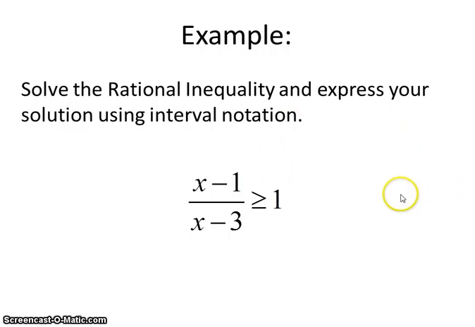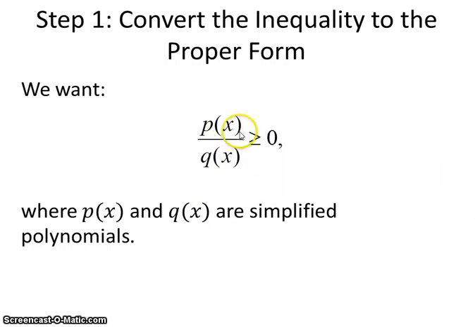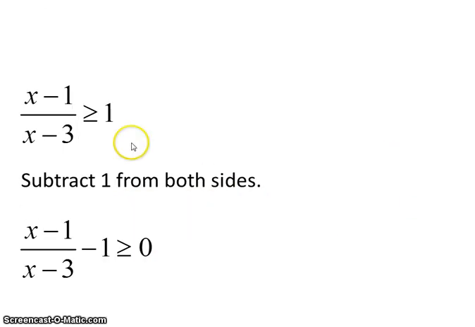So our first step in these problems is to convert our original statement into this form where we've got p of x over q of x and some inequality here. It doesn't have to be greater than or equal to, just whatever this simplifies to, but we do want 0 on the other side, and we want to simplify our polynomials p of x and q of x as much as we can. So to get rid of this 1 and turn it into 0, we're going to subtract 1 from both sides, and we'll have this situation.